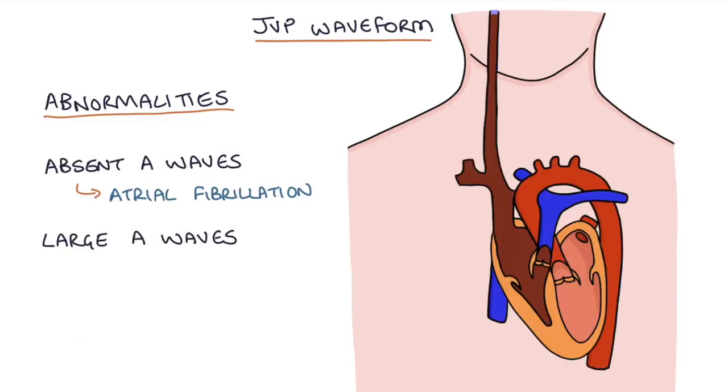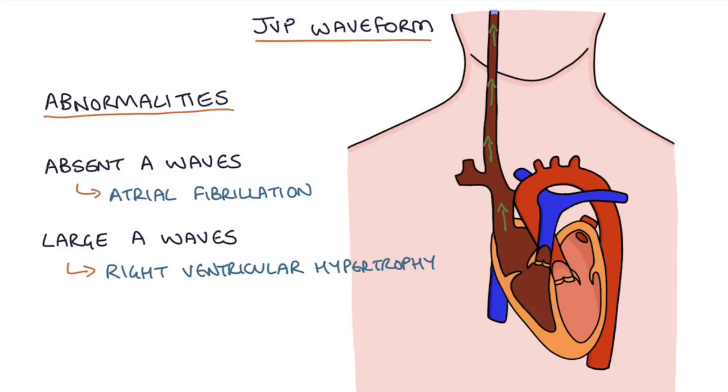Large A waves can be caused by anything that makes flow from the right atria to the right ventricle more difficult, because the atria will be contracting against resistance, and this will cause more blood to flow upwards if it can't flow downwards. Therefore, this would be caused by right ventricular hypertrophy, and this could be caused by pulmonary hypertension or pulmonary stenosis, or it could be caused by tricuspid stenosis, and both of these will cause large A waves.